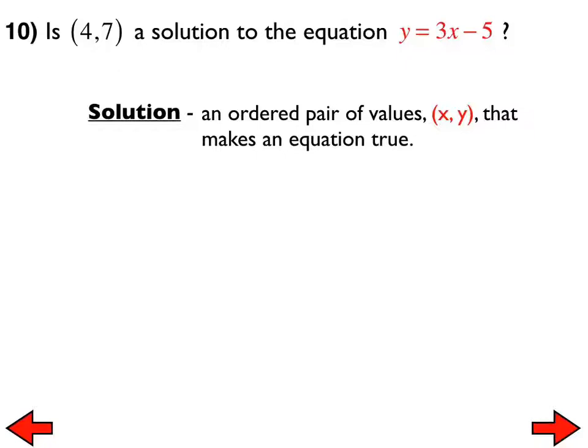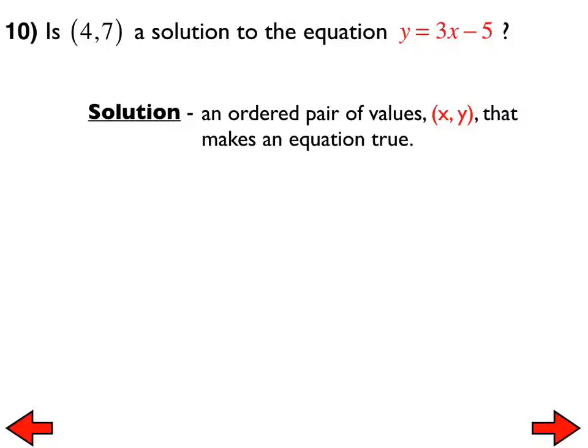Remember from 6th grade, all ordered pairs are in the form x, y. So if x is 4 and y is 7, will that make a true statement? Anybody know? You should be able to do that in your head. Yes or no? I don't think so. You don't think so? No, because 3 is 3x.